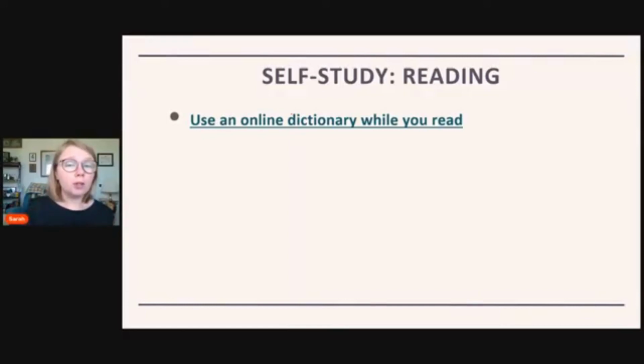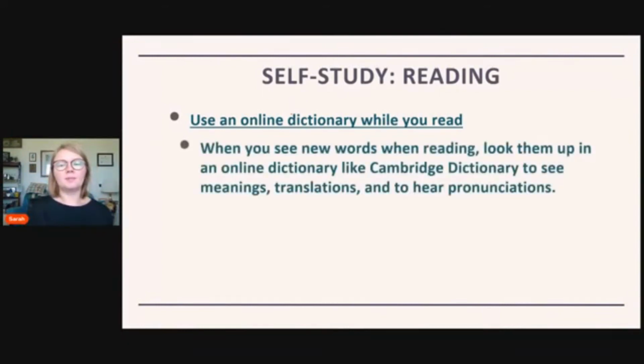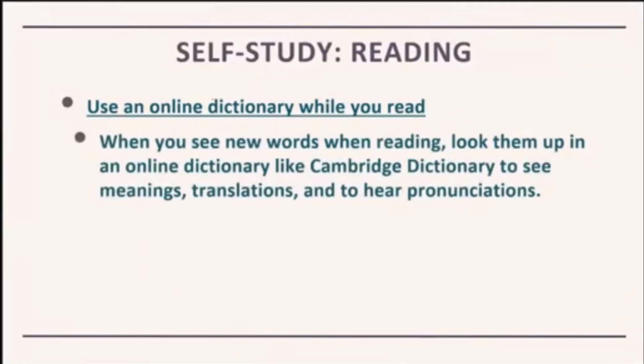The next self-study skill for reading is use an online dictionary while you read. So maybe you're reading a book, or maybe you like to read on a Kindle or a tablet. You can always have your phone nearby to use an online dictionary while you read. Of course, when you read, there will be words you don't know, phrases you don't know, things that will be confusing, right? So always have a dictionary nearby. When you see new words when reading, you can look them up in an online dictionary. So one of my favorites is Cambridge Dictionary. This is dictionary.cambridge.org, something like that. Just search Cambridge Dictionary.